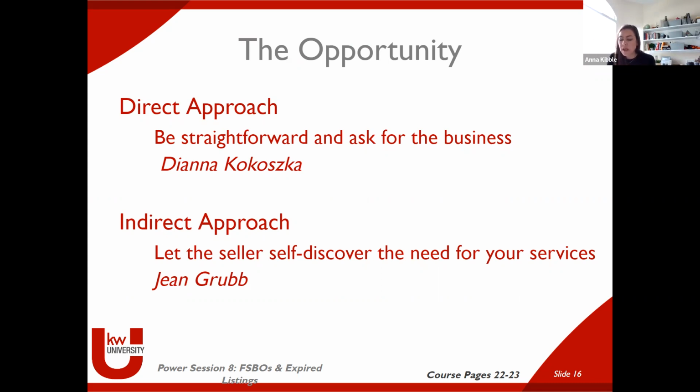Jean Grubb, an agent in Austin, Texas, took the indirect approach to working with for sale by owners. "I never asked for the listing," she reports. Instead, she used a modified 8x8 plan, which she completes in 2 weeks. That time frame was so important because her experience taught her that most for sale by owners were ready to give up within 2 to 3 weeks of trying to sell their house themselves.